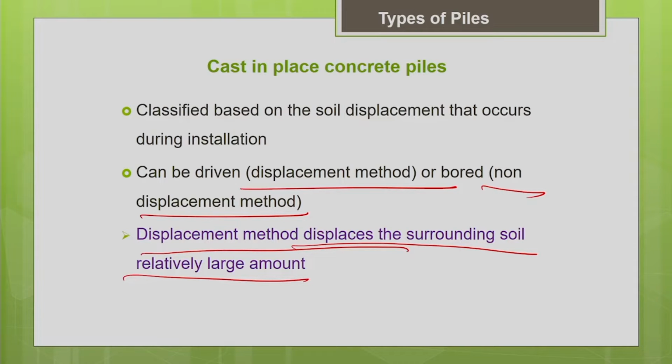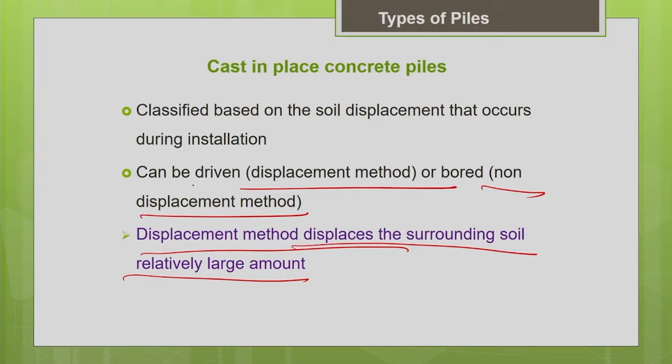When you do this driving operation, it will displace the surrounding soil to a greater extent. Say if it is going to be clay soil, due to the displacement, you can see there will be a huge buildup of pore water pressure in the clay surrounding the installation point. That will result in the heaving of the soil around the installed pile. So, this kind of displacement may happen. That is why we call it the displacement method.